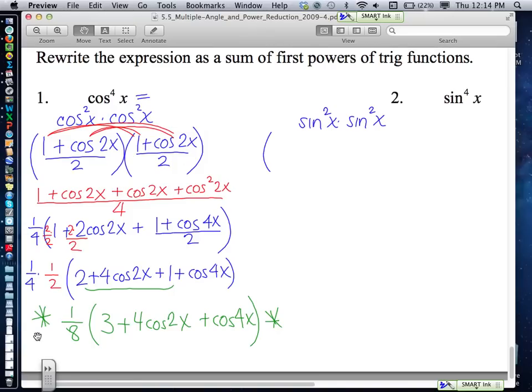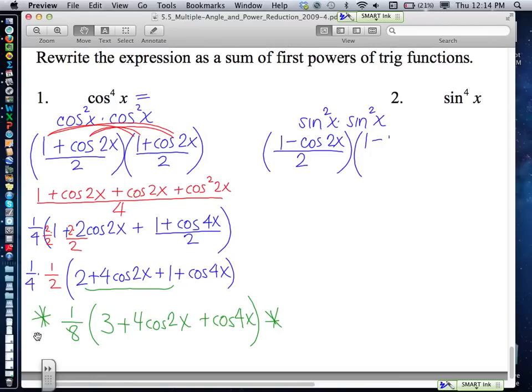1 minus? Okay, so the formula for sine squared is 1 minus cosine 2x over 2. Again, I reduce the power, but I double the angle. Okay, reduce the power, double the angle. And I can do the same thing for this sine squared.